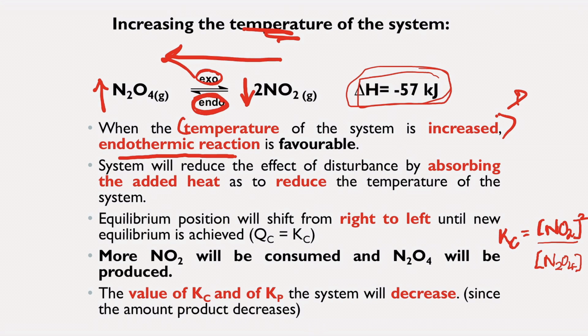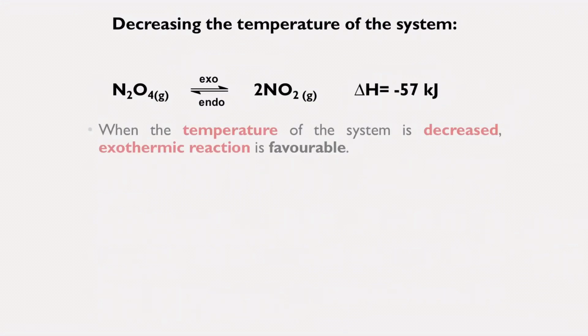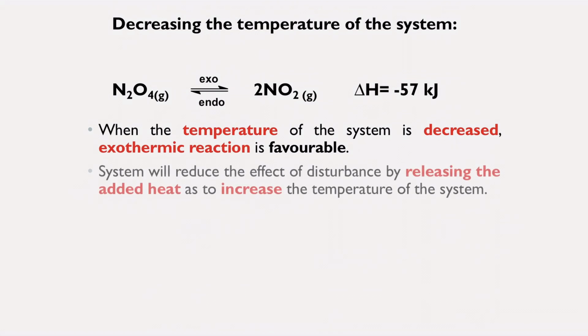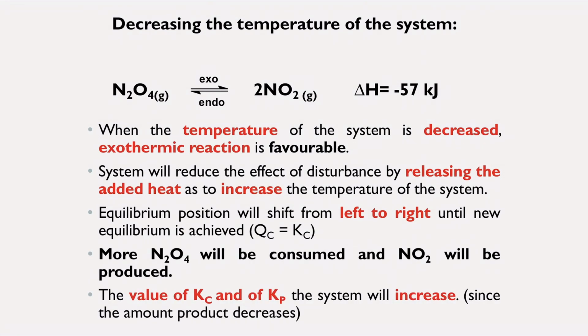So, what happens to your Kc? So, your Kc, when your NO2 decrease, therefore your Kc will decrease as well. Okay? Alright, this is the opposite situation. So, ni kalau awak decrease the temperature. When you decrease the temperature, this is your disturbance. Okay, your system will want to, system akan increase the temperature. Okay, how to increase temperature? Let's look at the delta H.